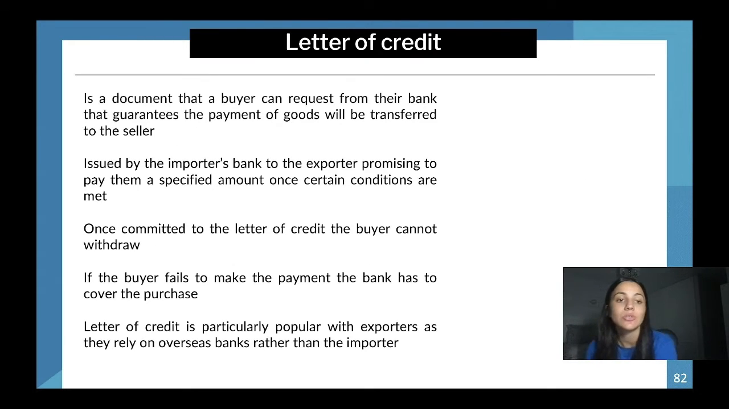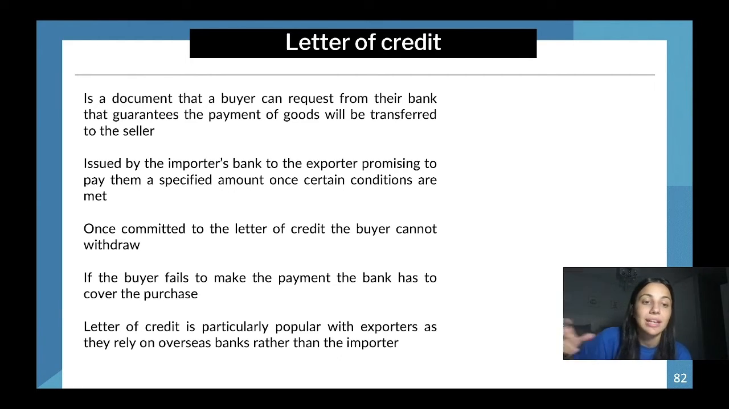Now, letter of credit is a document a buyer requests from their bank that guarantees the payment of goods will be transferred to the seller, and once they've committed to that, the buyer can't withdraw. So if I wanted to buy 100K worth of clothes for my clothing company, because apparently I want to keep using the clothing company example, from a supplier in Singapore, I would go to Commonwealth Bank and I'd be like, hey, I want to buy this amount of clothes from Singapore. Can you sign this letter of credit and help me out with this?